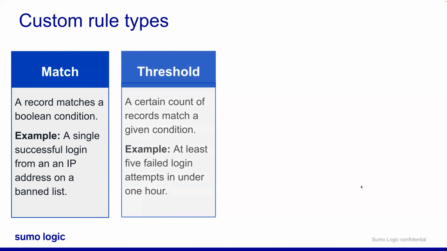Threshold rules. These are going to be a little more advanced. These are going to be triggered when a match is found a certain number of times. So for example, and we're going to do this shortly, if you had the decision that one failed login is okay, but 5 failed logins within a 1-hour time period is not good, and after that 5th failed login attempt you want to be notified or you want to escalate that, that would be a threshold rule.